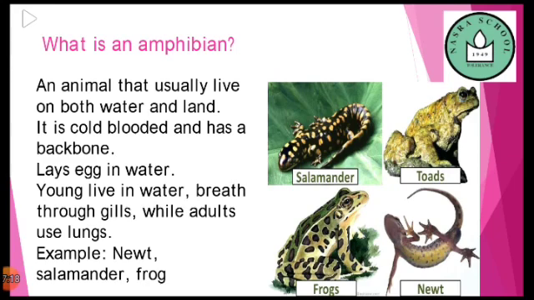Next we have amphibian. So what is an amphibian? An animal that usually lives on both land and water is called as amphibian. It is cold-blooded and has a backbone. They lay egg in water. Young live in water, breathe through gills while adults use lungs. For example, newt, salamander and frog. They all are the examples of amphibians.